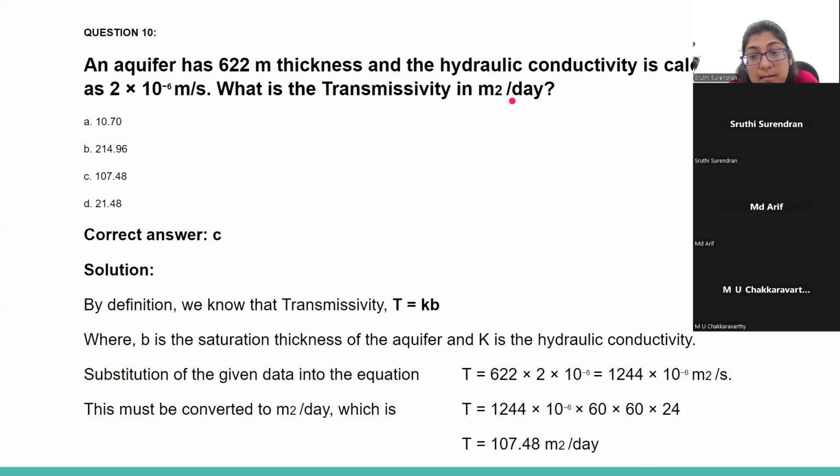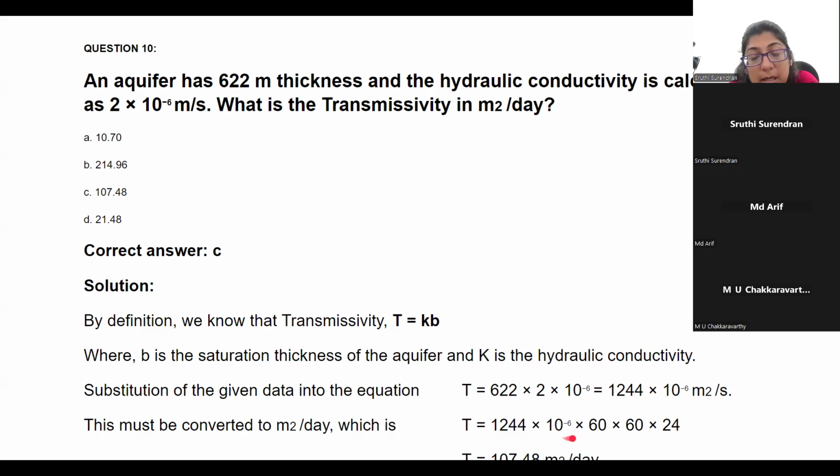But here, since they have asked for the value in terms of meter square per day, we calculate the value in meter square per day by multiplying it with the seconds, minutes, and hours in a day. And finally, we get 107.48 meter square per day as the correct answer, which is option C. So this is why it is important that you take into consideration the units. Although the values are given in terms of meter and meter per second, the answer that we require is in meter square per day. So it is necessary you do the required conversion to obtain the final answer.